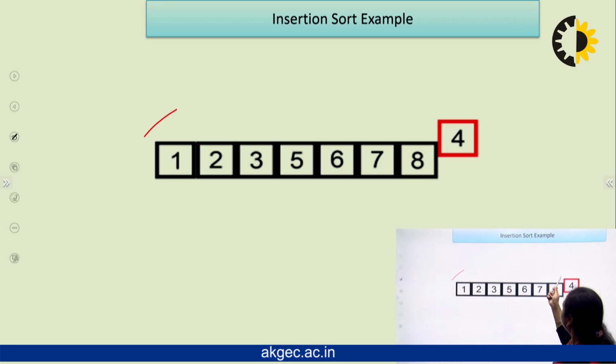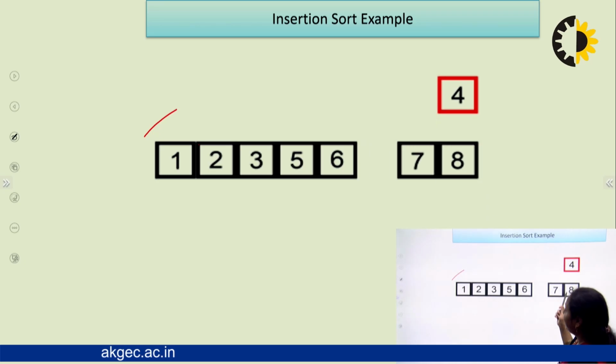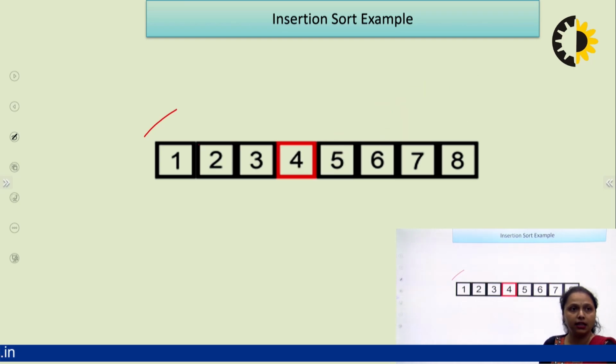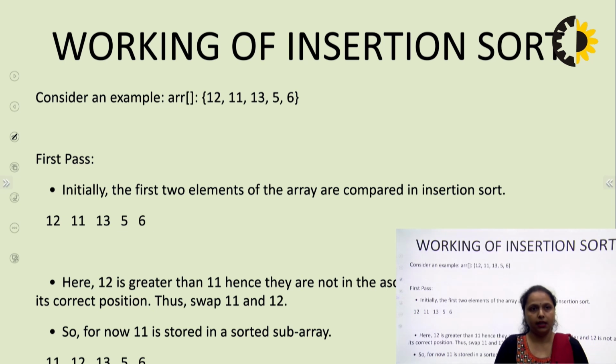Next 4, again each and every element is compared and being shifted one place right, and when we found the correct place, 4 is being inserted at its correct position. So this is insertion sort. What we are doing here, we are just simply assuming that the first element is at its correct place, making that element the base position.